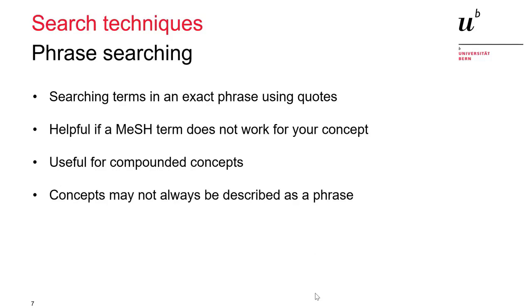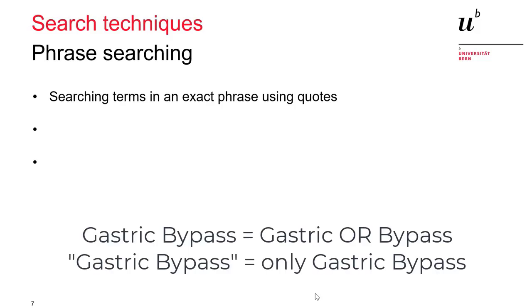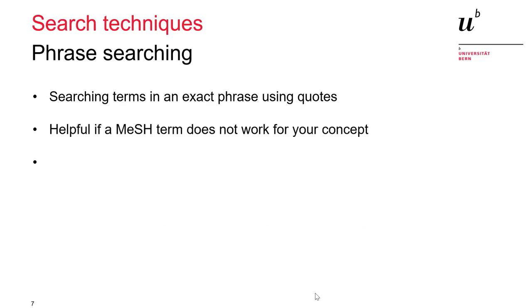Phrase searching. This is a way to search an exact term. For example, gastric bypass. If you search that without quotation marks around it, it will search for each word separately. However, if you contain the phrase gastric bypass in quotation marks, it will search only for results that have those two words next to each other. It can be very helpful if you cannot find a MeSH term for your concept. Not every concept will have a MeSH term associated with it. It's also useful for compounded concepts like the gastric bypass example I just gave.